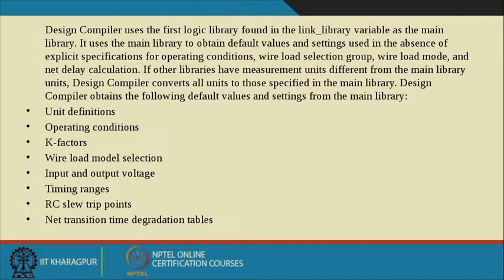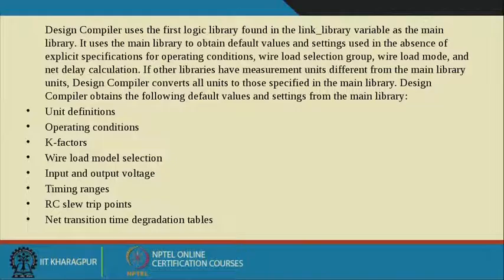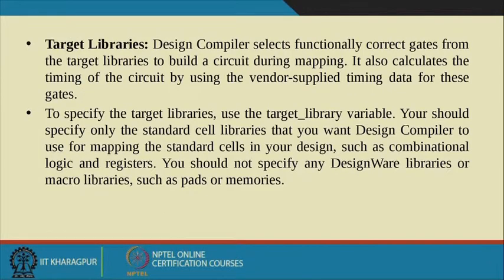In this logic library there will be the unit definition, operating conditions, which means the information about process, voltage and temperature, then the K factors, the wire load model selection, the input and output voltage, the timing range, the RC slew trip point, and the net transition time degradation table. All this information will be there in the library for each of these components. After that you have to specify the target library.